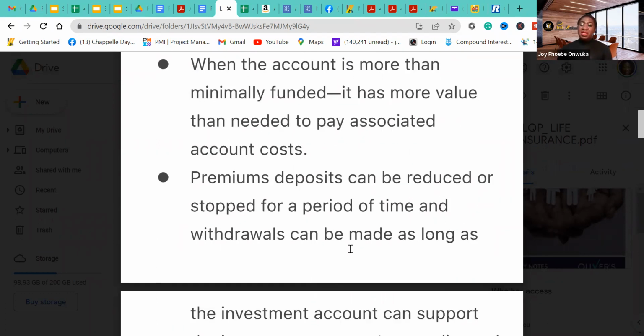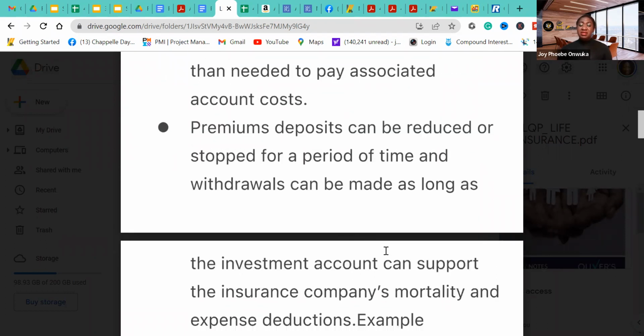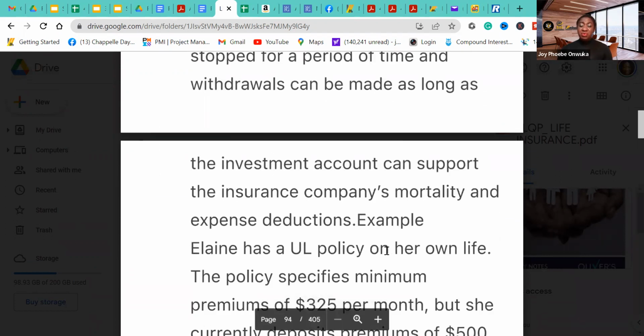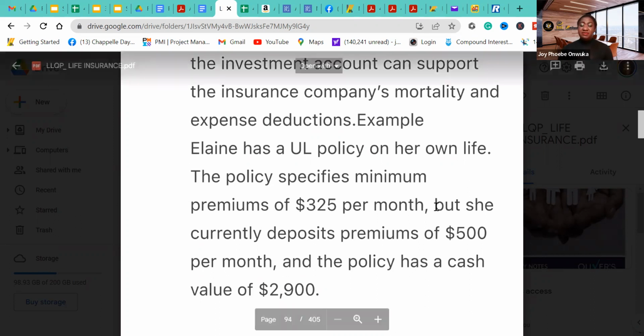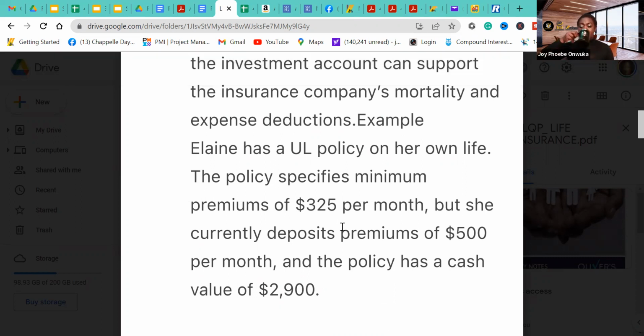Now, premium deposits can be reduced or stopped for a period of time, and withdrawals can be made as long as the investment account can support the insurance company's mortality and expense deductions. For example, Elaine has a universal life policy on her own life. The policy specifies a minimum premium of $325 per month.